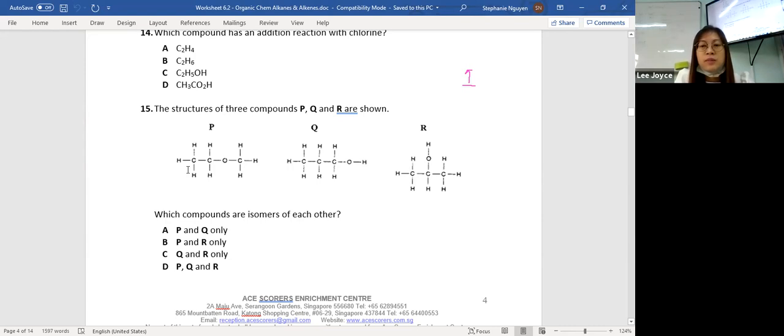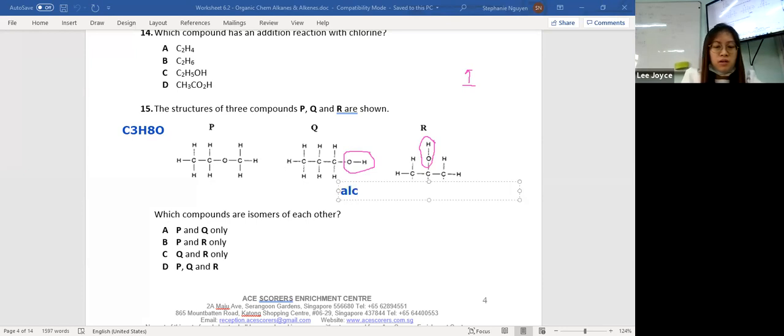If you count the total number of carbon, hydrogen, and oxygen atoms, you will have this formula, which is C3H8O. All these 3 compounds have C3H8O. It's just that their functional groups are different. You see, this functional group is an OH. This one also has an OH. So these 2 belong to the same family, which is the alcohol. But the first molecule comes from a functional group called an ether.